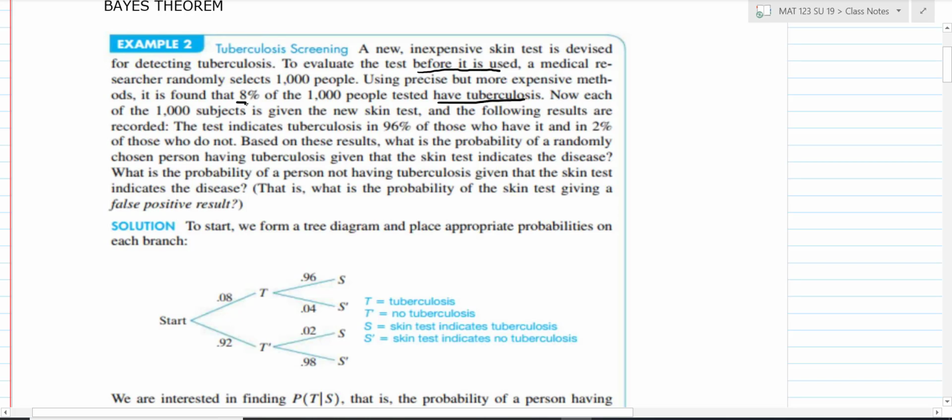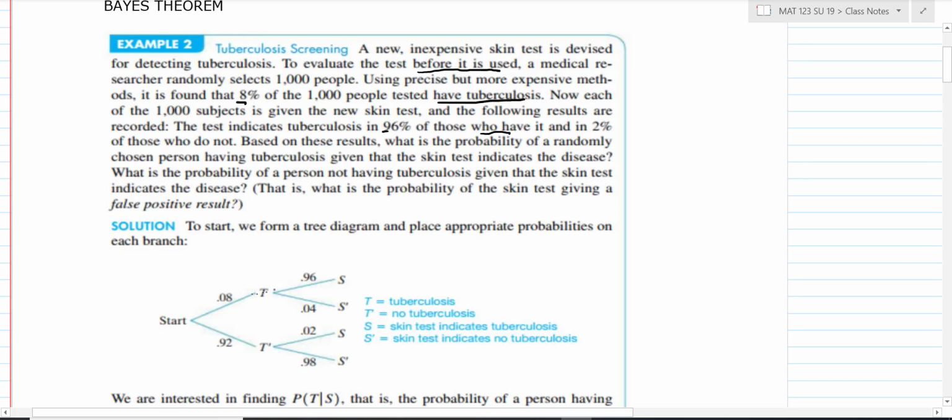So 8% or 0.08. The rest would be 92%. You don't have to be given that 92%. You figure that out. So that's what we have so far. 8% have tuberculosis, 92% do not. Now let's read on. Now each of the 1,000 subjects is given the new skin test, and the following results are recorded. The test indicates that 96% of those who have it and 2% of those who do not.